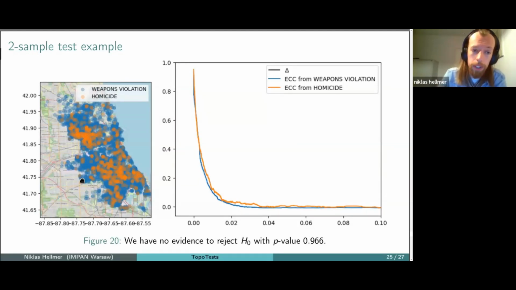But for the locations of homicide and weapons violation, these curves are quite close together. The supremum distance is achieved somewhere up here. You can barely see it. So we have no evidence to reject the hypothesis that they are coming from the same distribution here.